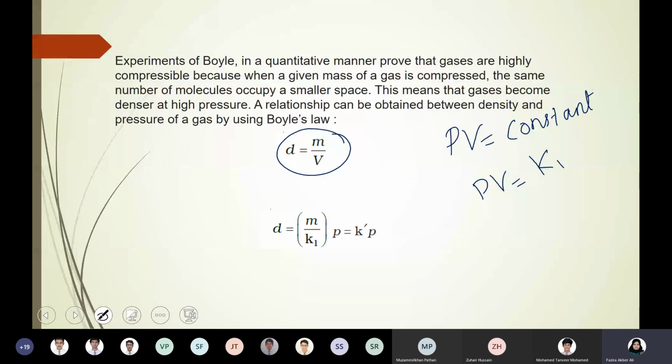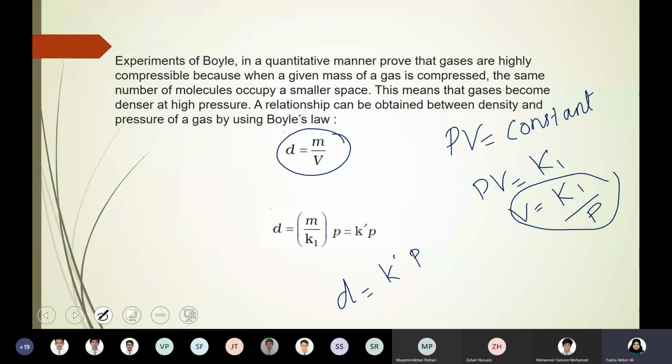So if you replace the volume, you can just substitute the value of V in the equation, density equal to M by V. V will be equal to K1 by P. If you substitute this value of V in the density equation, finally what you will get is density is equal to a constant multiplied by P.